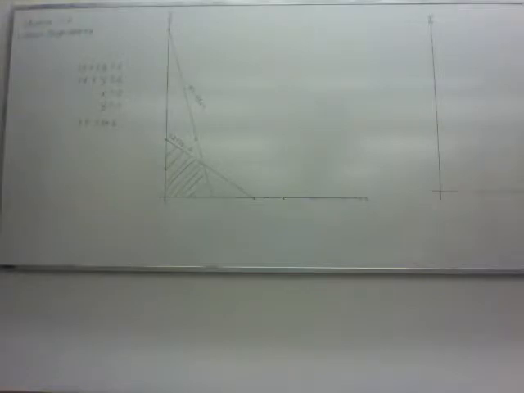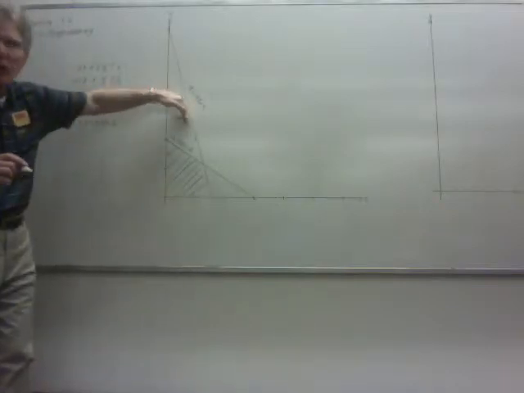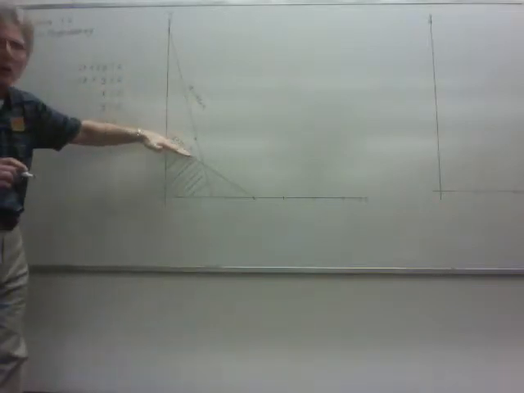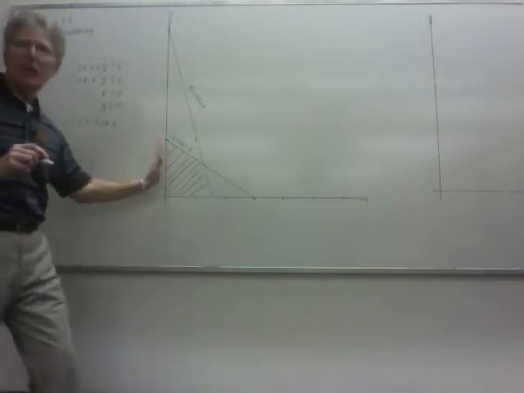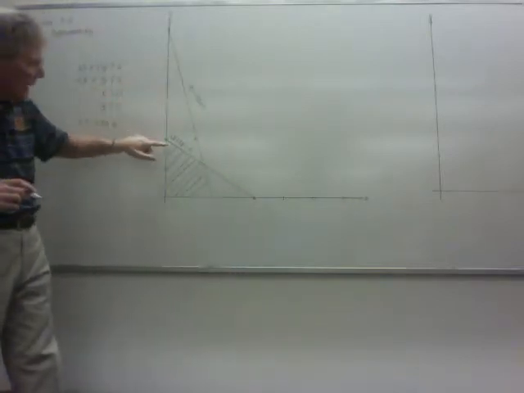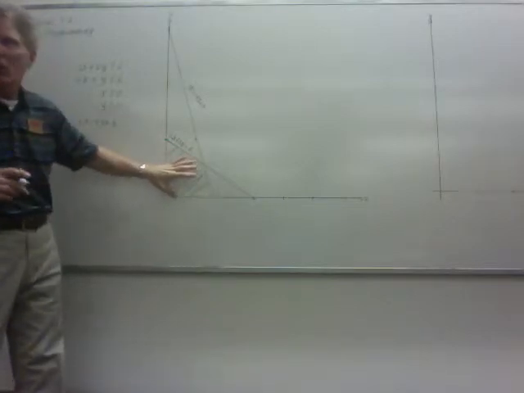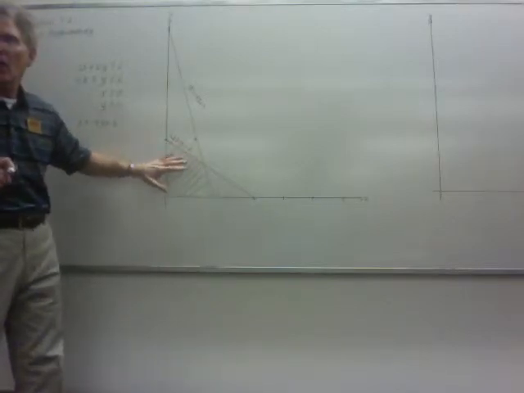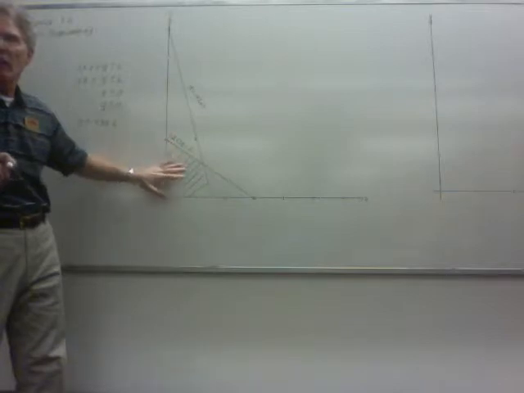That would be the area that contains all of the points that will make all 4 of these inequalities true at the same time. Has to be below this one, has to be below this one, has to be to the right of this, has to be above this. That's the region that would contain all of the points that make all of those true simultaneously.